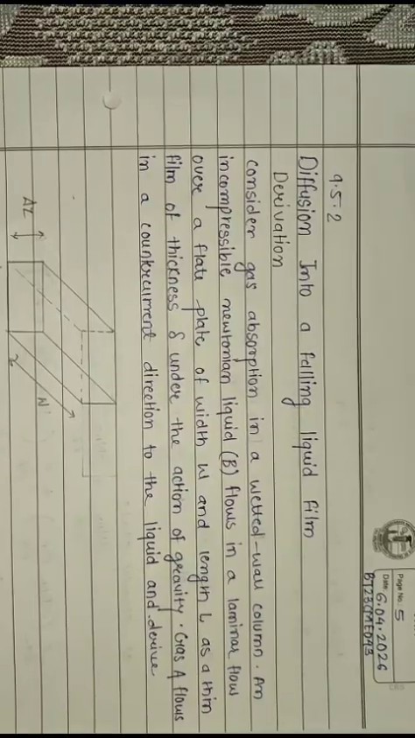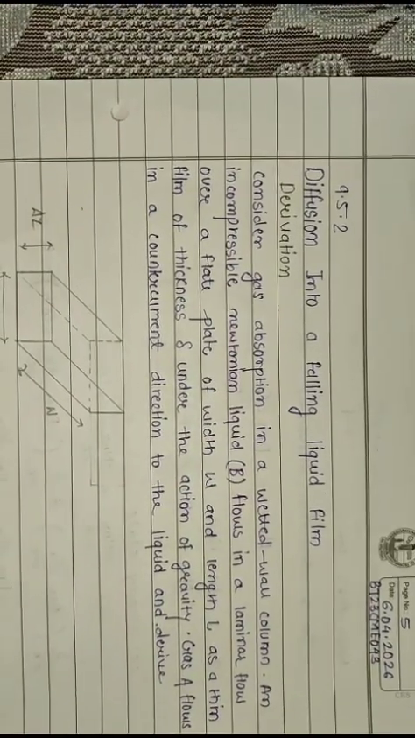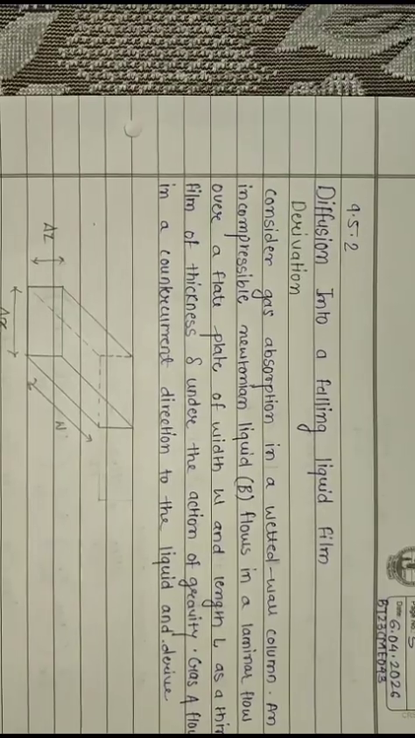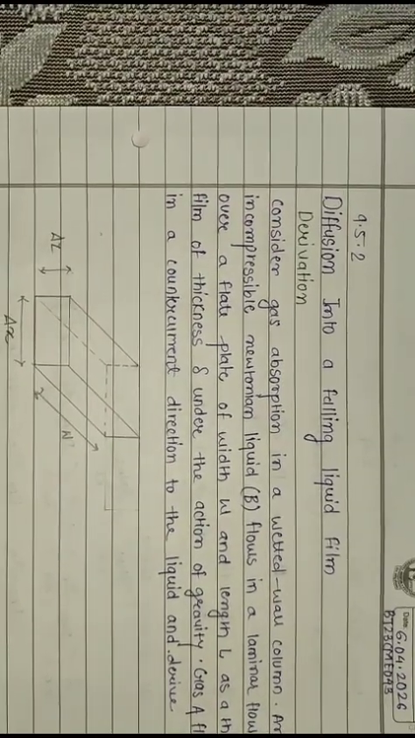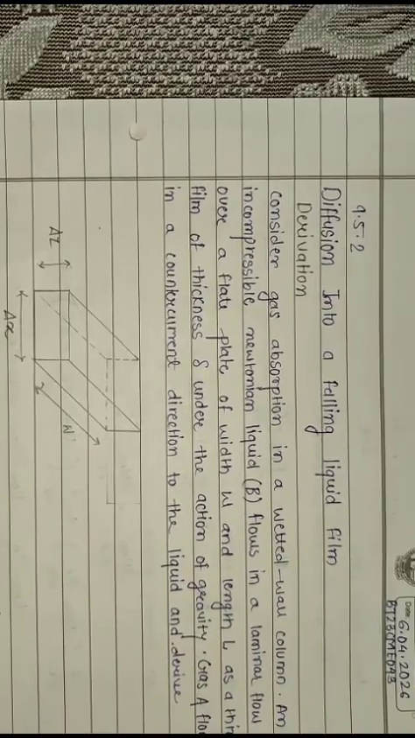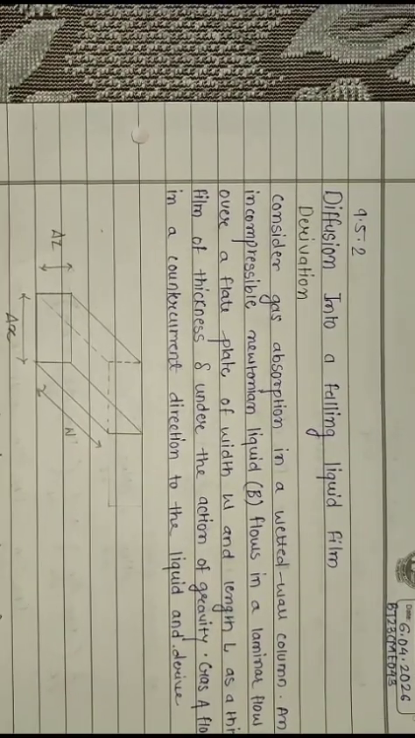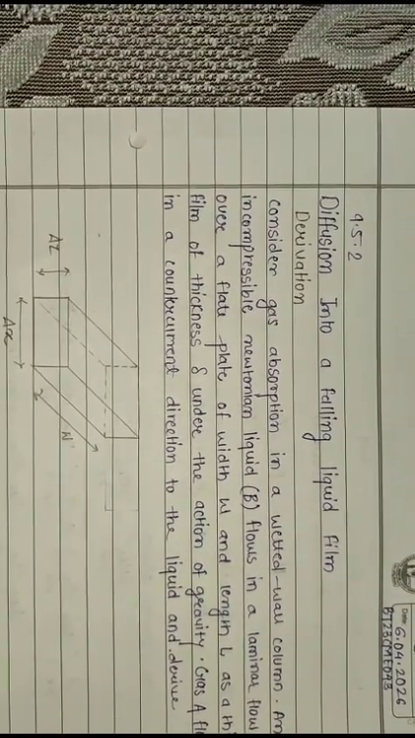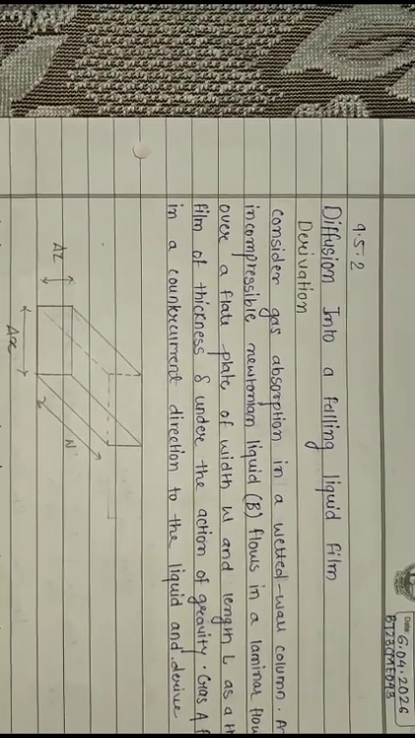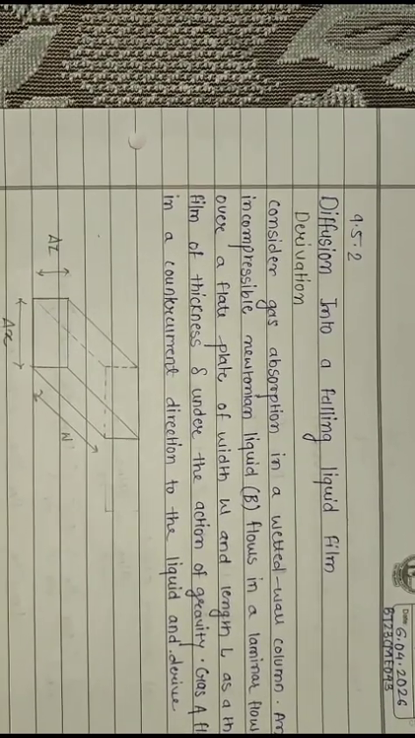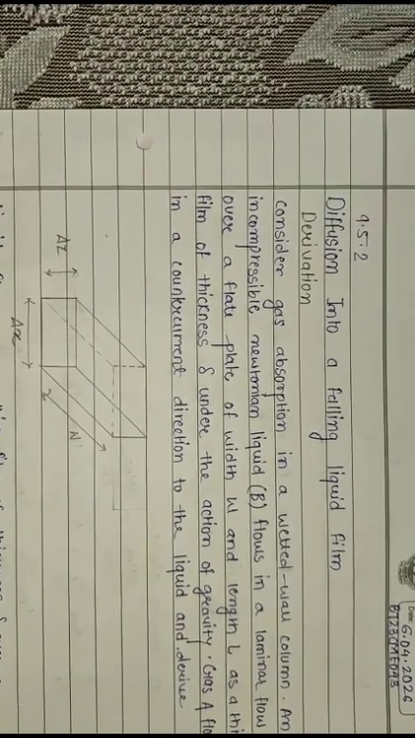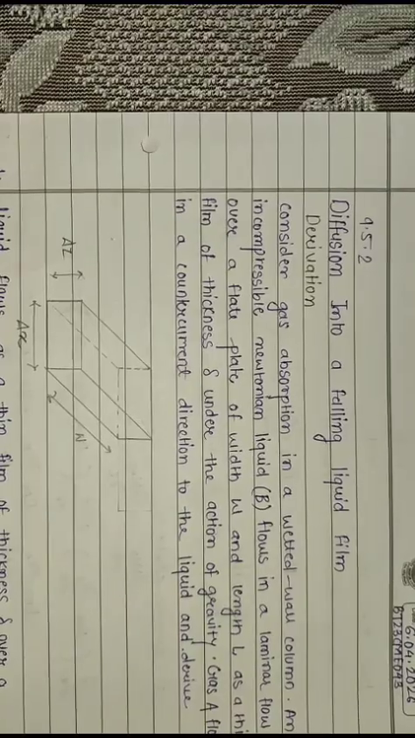Now we will see a derivation on diffusion of a gas into a falling liquid film flowing over a vertical surface. The system consists of incompressible Newtonian liquid B flowing downward as a thin film of thickness delta under the influence of gravity, while the gas flows in the opposite direction and diffuses into the liquid.